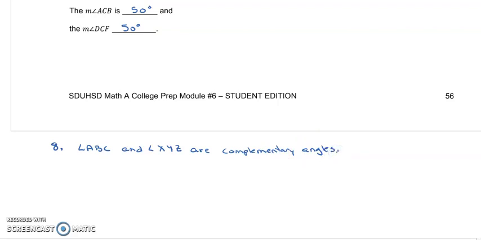I want you to notice that the way these are labeled, angle ABC and angle XYZ, they don't have any letters in common, which means they're not touching. They are going to be completely separate from each other. We're then told that the measure of angle ABC equals 2x plus 1, and the measure of angle XYZ is 4x plus 17. And we're going to be asked to find the angle measures.